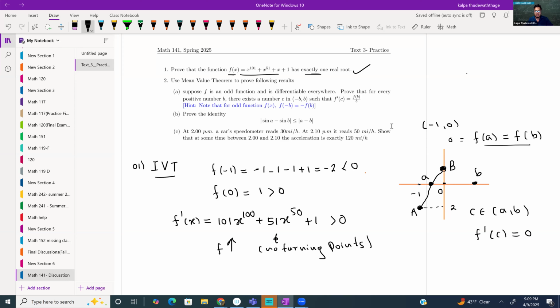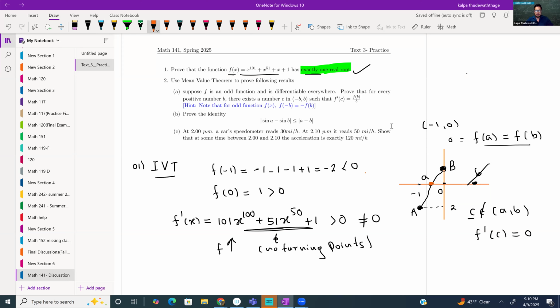But I know the derivative is never equal to 0. That means there does not exist such a C, which means there does not exist such a B. That means there's no way the function comes back and crosses the x-axis. So that explains there exists exactly one real root, which we identified somewhere here between -1 and 0.